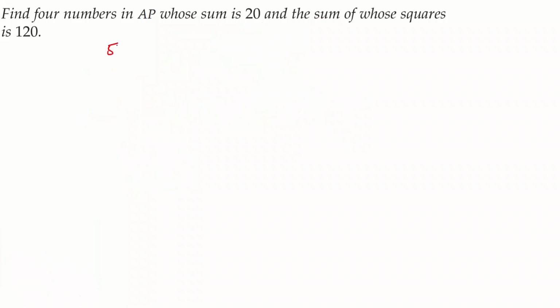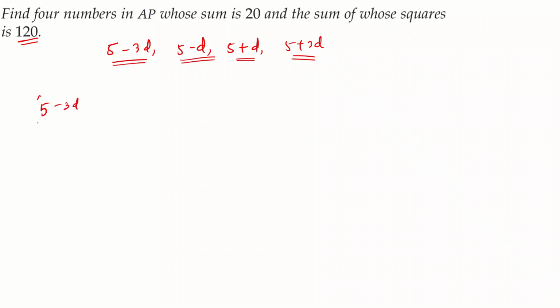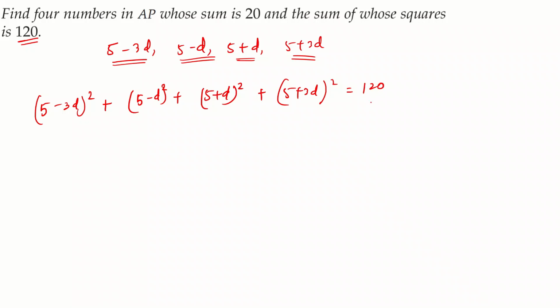Okay, so I'll again rewrite my numbers. It was 5 minus 3D, 5 minus D, 5 plus D, and 5 plus 3D. I've just put down the value of A. So now they're saying that the sum of whose squares is 120. That means if you add the squares of these numbers, you'll be getting 120. So let's form another equation: 5 minus 3D the whole squared plus 5 minus D the whole squared plus 5 plus D the whole squared plus 5 plus 3D the whole squared is equal to 120.